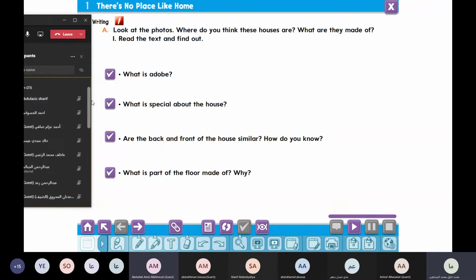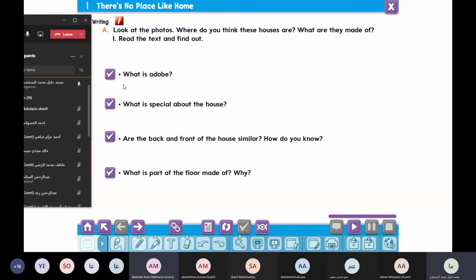Yes, read the first question, please. What is Adobe? Now, if you look at the pictures here, these are pictures of houses that are Adobe buildings. So Adobe is what? Look at the answer. The answer will be in the second paragraph, I think.